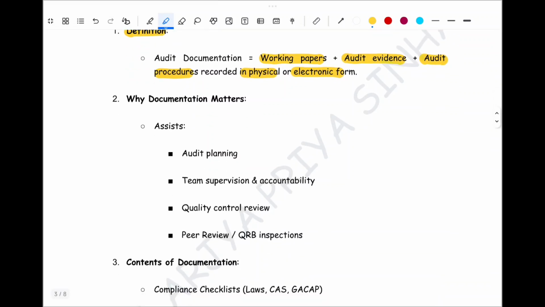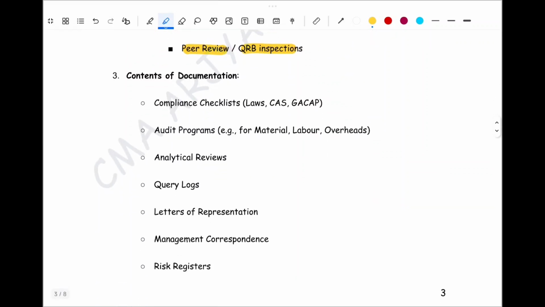Next, why documentation matters? That is very important. To assist audit planning, team supervision and accountabilities, quality control review, peer review, or QRB inspections. So for this purpose, audit documentation is very important to assist audit planning, team supervision, quality control review, peer review, right? Next, what are the contents of documentation?